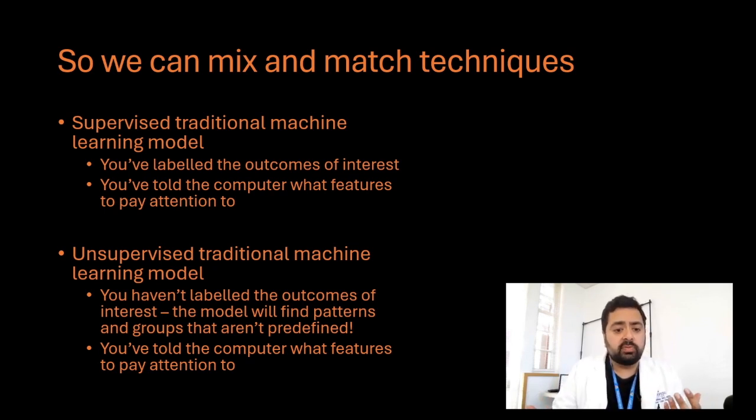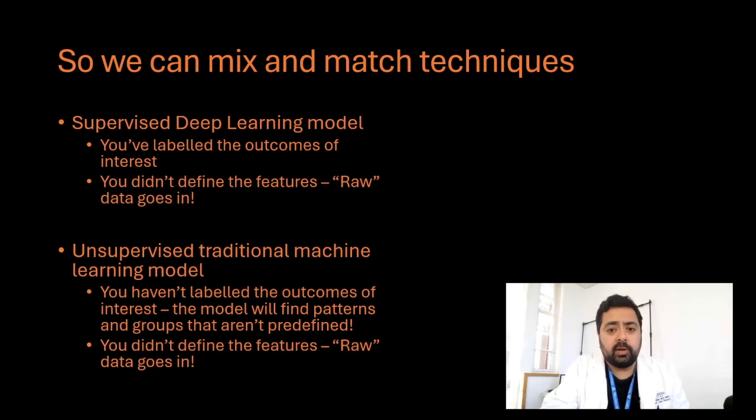An unsupervised traditional machine learning model may be, hey, I haven't labeled them. I haven't told it this is blue and this is orange, but I am going to tell the computer, pay attention to this particular aspect of my data, right? And on the flip side there, we also have deep learning, right? So you could have supervised deep learning models. So you've labeled the outcomes of interest, but you're not telling it what features to pay attention to. It's the raw data that it just gets the data and then has to figure it out. And in an unsupervised deep learning model, it's mislabeled here on the screen. In an unsupervised deep learning model, you haven't labeled the outcomes of interest and you didn't define the features.